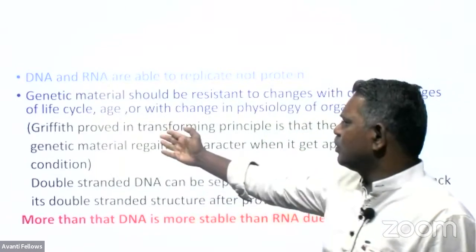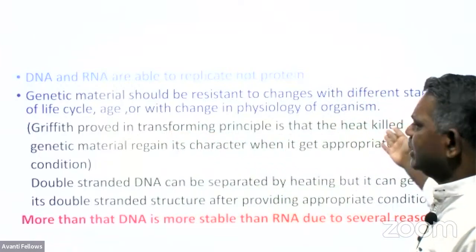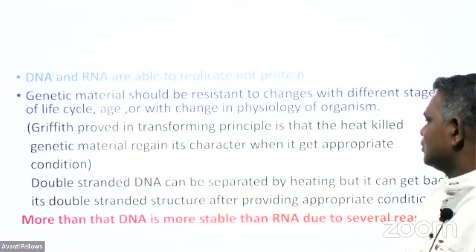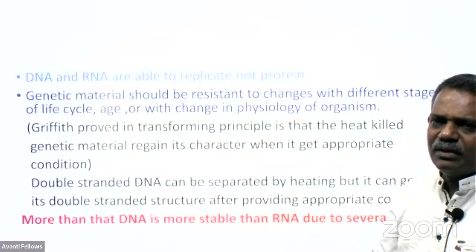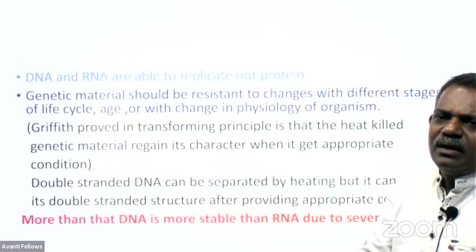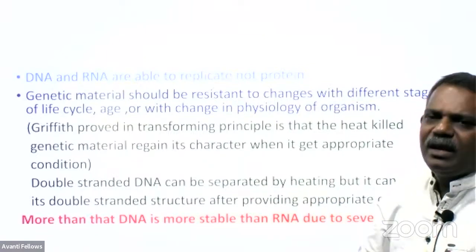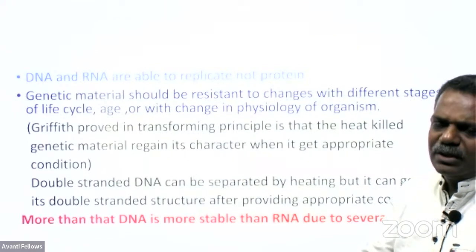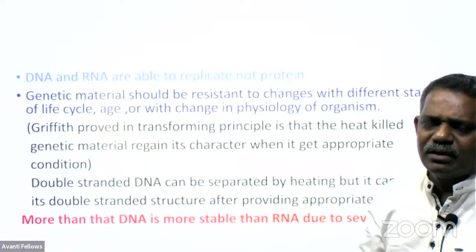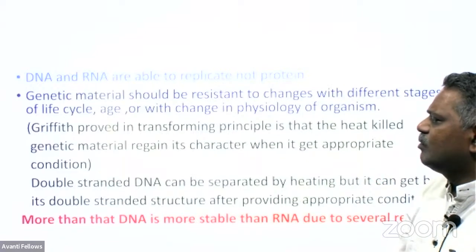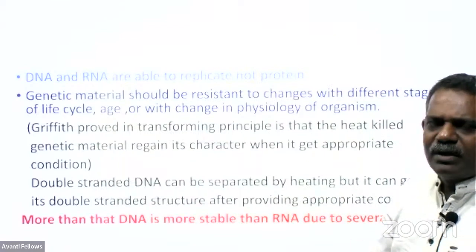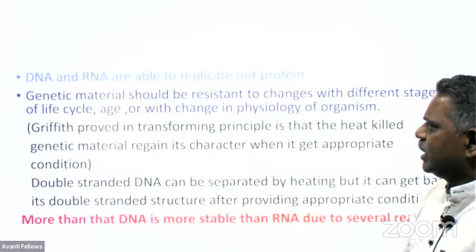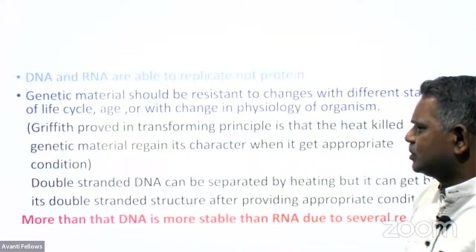And Griffith proved in the transforming principle that heat-killed genetic material regains its character when it gets appropriate conditions. Whenever we kill the bacteria by using heat, it loses its function. But whenever it gets the opportunity, an appropriate condition, what happened? It became very functional. That is why it converted the R strain into the virulent S strain. Genetic material should be resistant to changes.